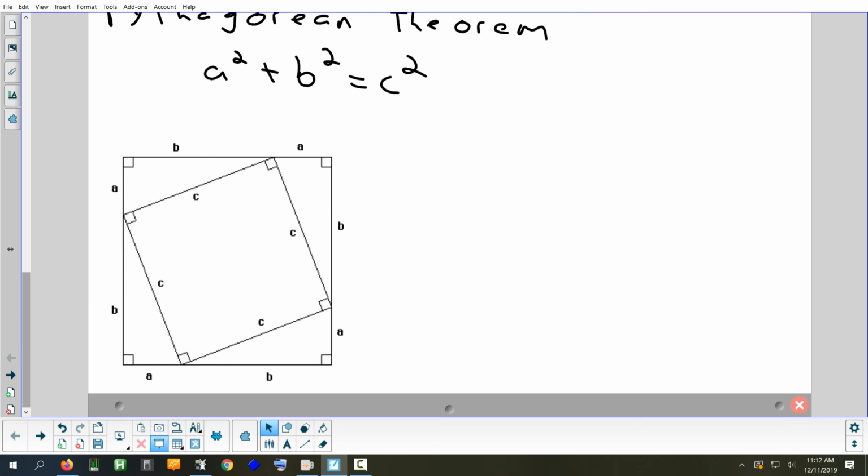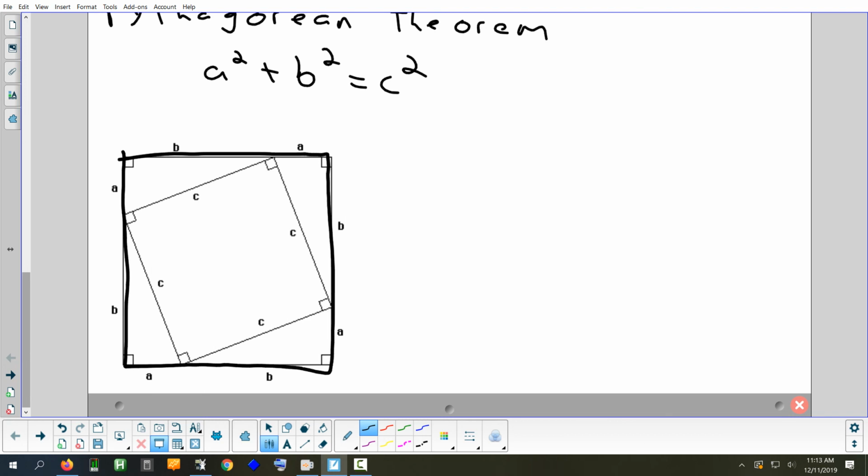Has anybody ever seen a proof of the Pythagorean theorem? Maybe you can help me because I don't remember how to do it. So we're going to look at this, and we are going to find some areas. What we're going to do is find the area of the big square two different ways. By big square, I mean this. I want to find the area of that big square.